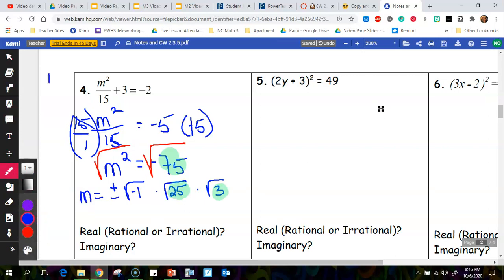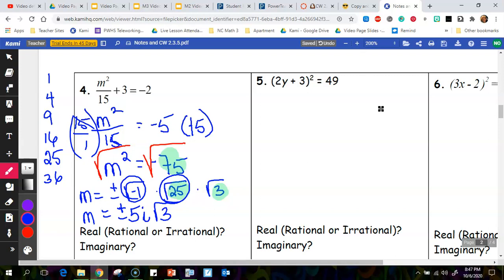You remember the perfect squares. I'm not going to write all of them, but all the way up to 144, we talked about those. So I'm looking for one of these perfect squares that divides into that number. But I also need to do the negative part of it. So the negative part of it is negative 1. So my final answer would be m equals plus or minus 5, and then i root 3.